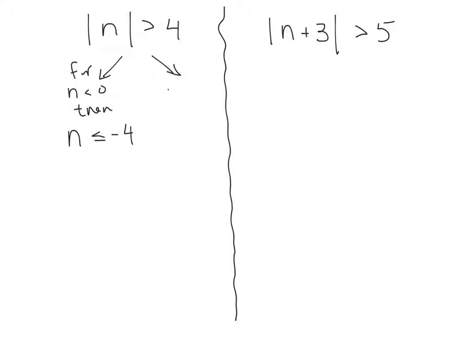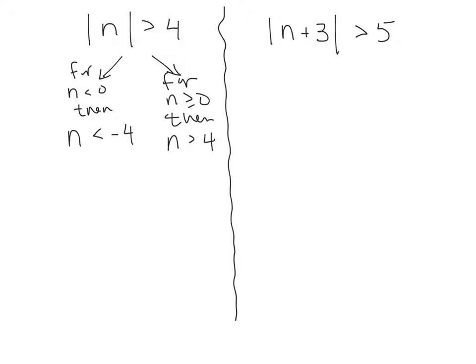And then for the case where n is greater than or equal to 0, taking the absolute value does not change the value of n that you've plugged in, and therefore n must be greater than 4 as well. So excuse me while I fix this a little bit, because of course I used greater than without greater than or equal to, and so this should just be less than.